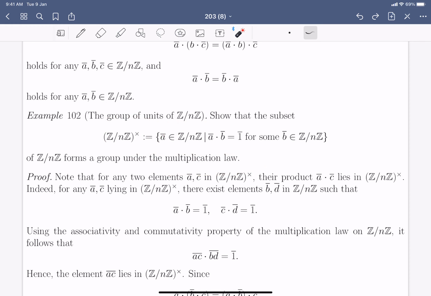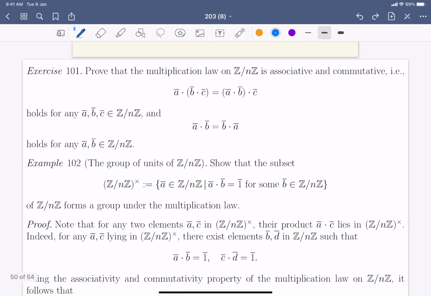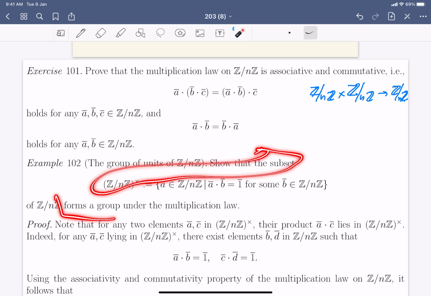Okay, so what do I mean by that? It will take a while to write, so let me write. We defined a law of multiplication on Z mod nZ, right? And we are saying that this subset forms a group under the multiplication law. So we are restricting this multiplication law to this subset, right?